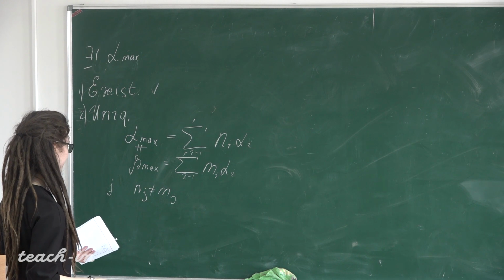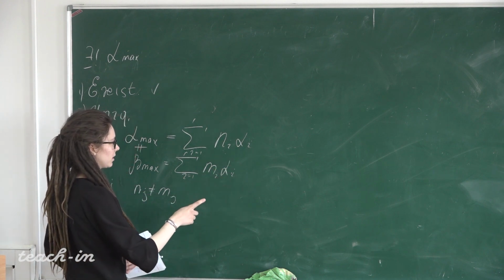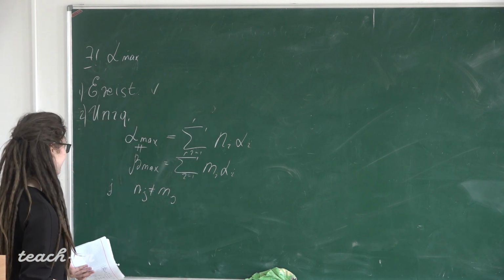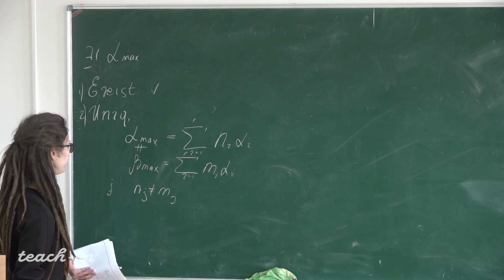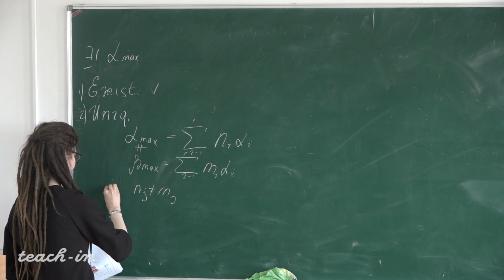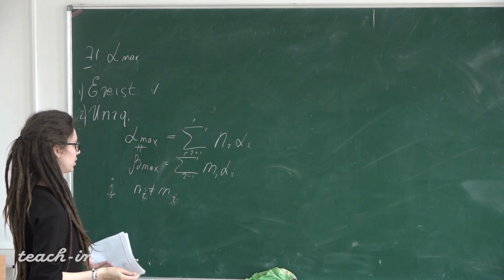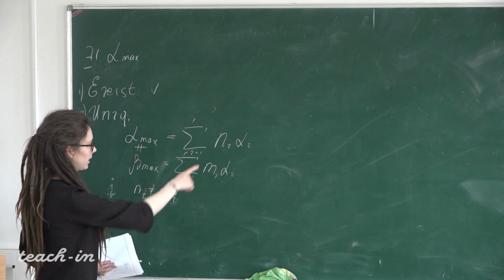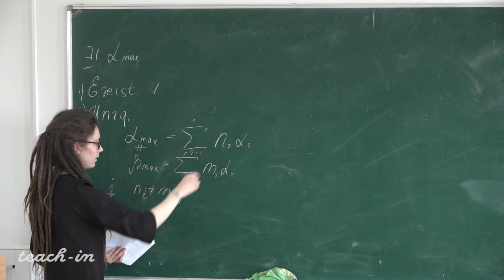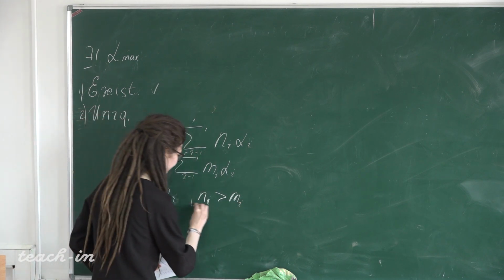For convenience, we will change j to i. So there is at least one coefficient i such that n_i is not equal to m_i. So there exists at least one simple root alpha_i such that the coefficient in alpha max is bigger, for example, than the coefficient in beta max. Let it be like this.